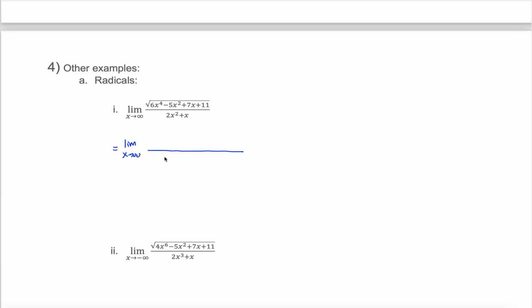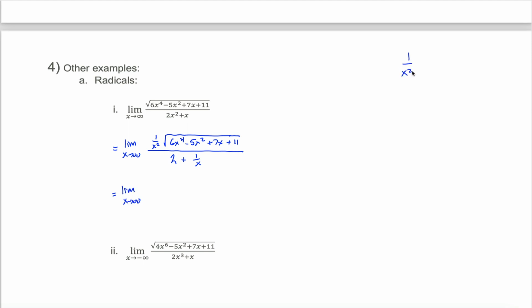Let me start with the bottom. I'd have the limit as x approaches infinity of 2x squared divided by x squared, which is just 2, plus x divided by x squared, which is 1 over x. Unfortunately, things are a little bit more challenging on the top. Dividing everything on the top by x squared is the same as multiplying everything on the top by 1 over x squared. But it's a little bit hard to do that because I have this radical that's kind of hiding everything. How do I get this 1 over x squared inside this radical? Well, there's a little trick to it.